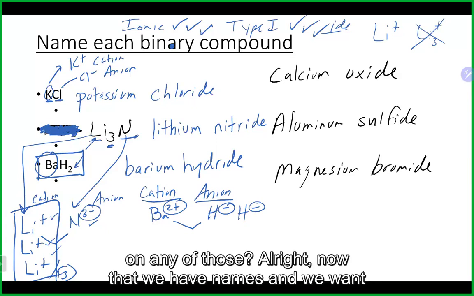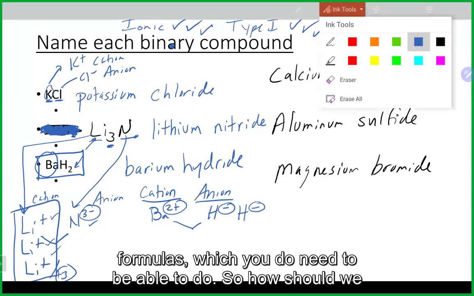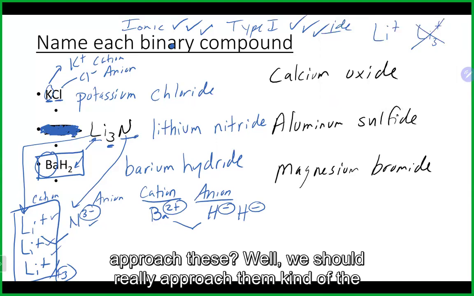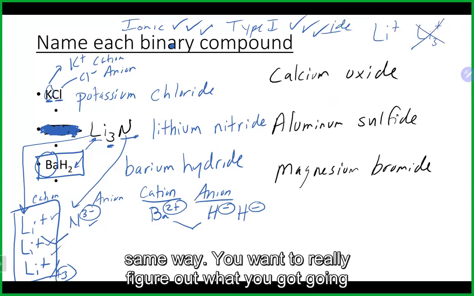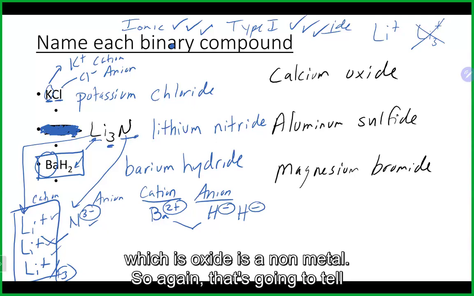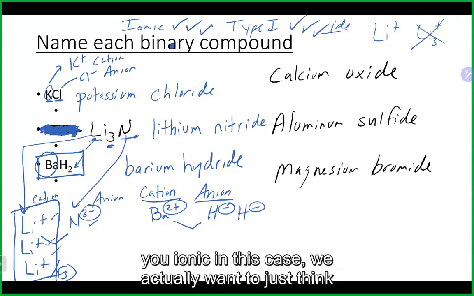All right, now that we have names and we want formulas, which you do need to be able to do, how should we approach these? Well, we should approach them kind of the same way. You want to figure out what you've got going on. When I see calcium, I know that's a metal. Oxygen, which is oxide, is a nonmetal. So again, that's going to tell you it's ionic.